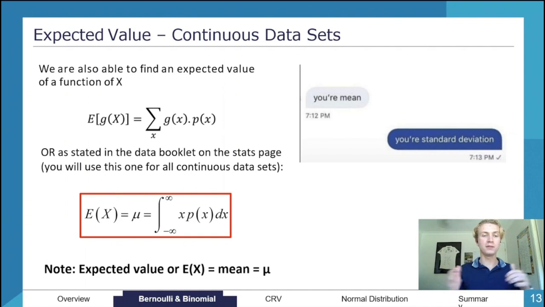So the formula for the mean or the expected value, once again, the mean is the expected value. It's kind of like the middle value. It's a measure of central tendency. We also talk about median, but we'll talk about that later. Don't worry about that for now.